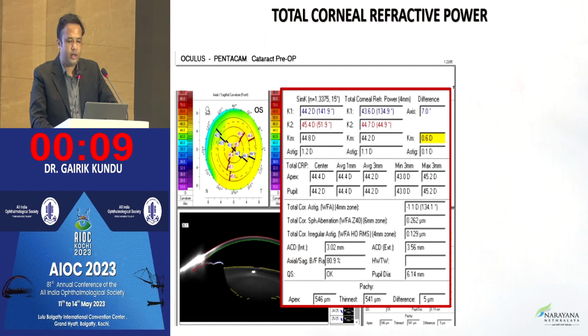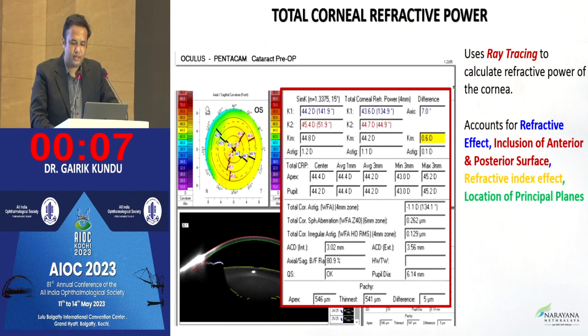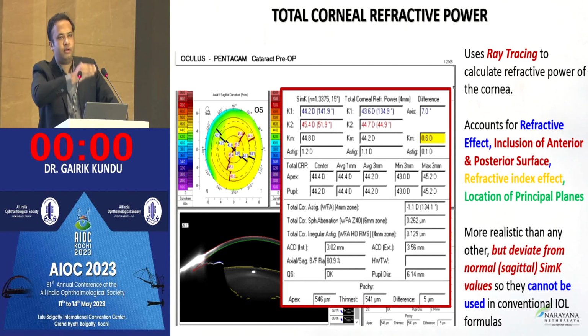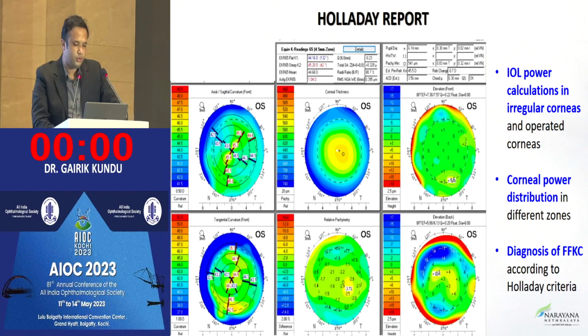The total corneal refractive power map again uses ray tracing. It accounts for, as I spoke about, the refractive effect and inclusion of the anterior and posterior surface. It also looks into the effect of the principal meridia both in the anterior and the posterior cornea. But again, more realistically, it generally does deviate from the SimK, and therefore it cannot be used.